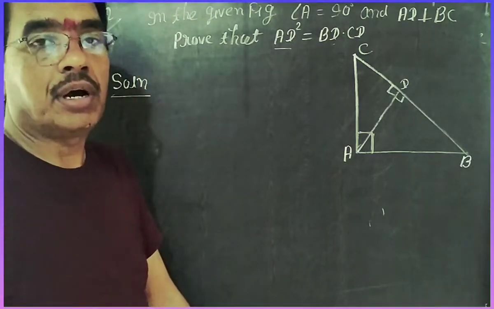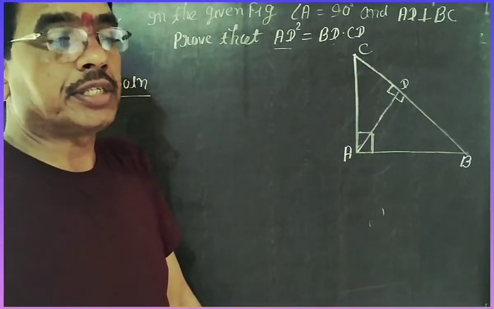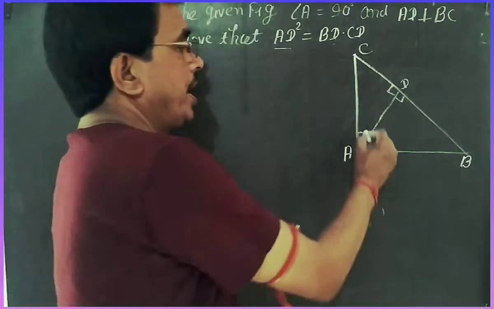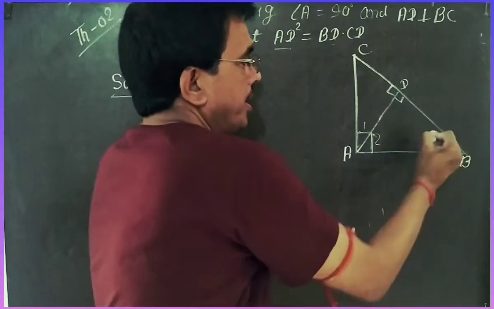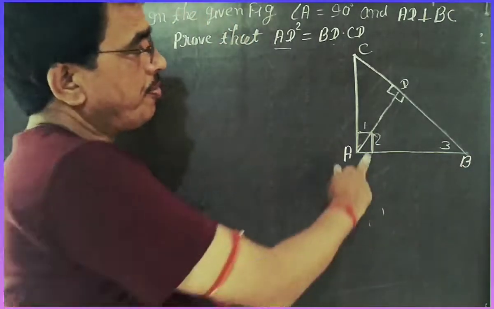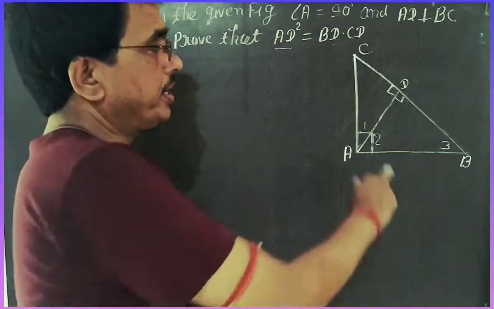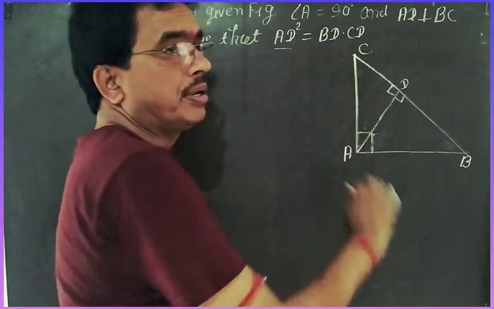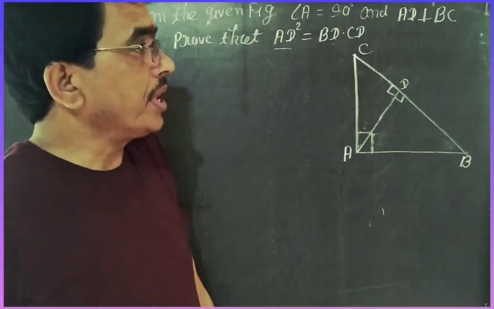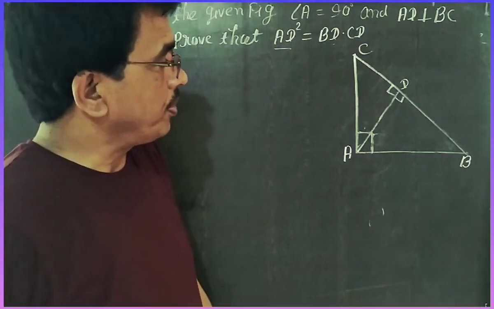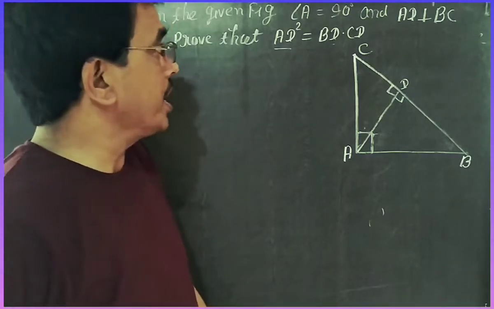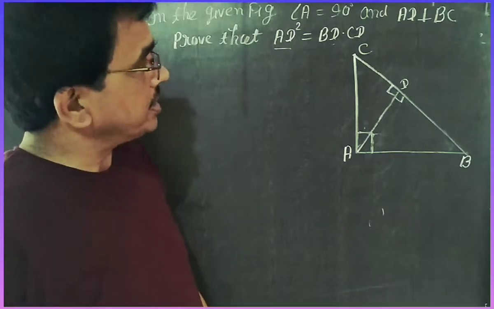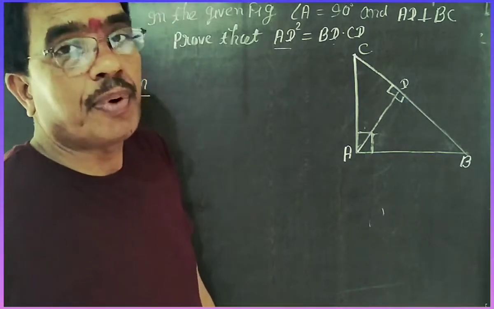This question you already solved in the previous exercise, and that time I solved it with the help of similar triangles, and I wrote here 1, 2 and 3, 1 plus 2 is 90 and 2 plus 3 is 90 by the angle sum property. Then find the relation between them and get the solution with the help of similarity, when you find the proportional relation of their sides and you get AD square is equal to BD into CD in the previous exercise. But in this exercise I solve this question with the help of Pythagoras.